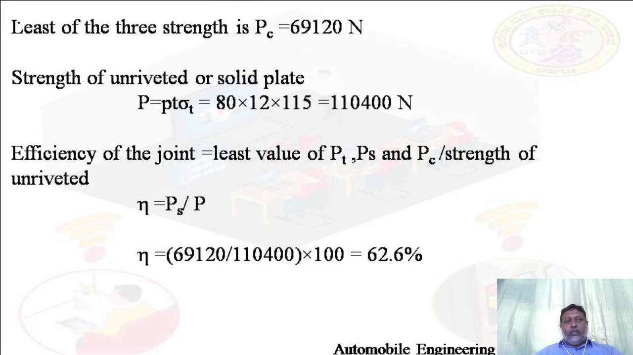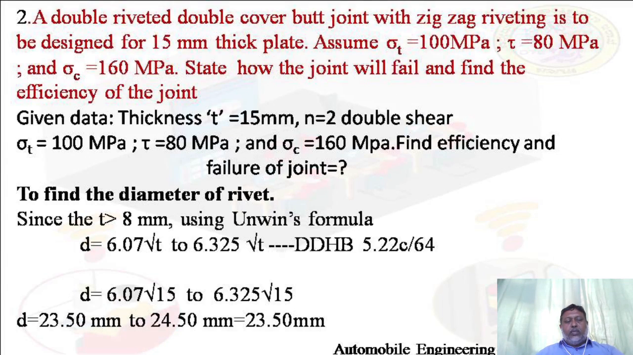Just mention that the least value is PC, and you calculate the strength of the unriveted joint, that is P is equal to p t sigma t. The value will be 110,400 newton. Now you divide both the values, PC and P. You just divide PC by P, we get 69,120 by 110,400, multiplied by 100, which is 62.6%. So this is the answer he was expecting.